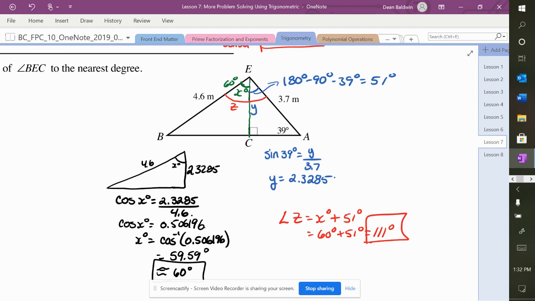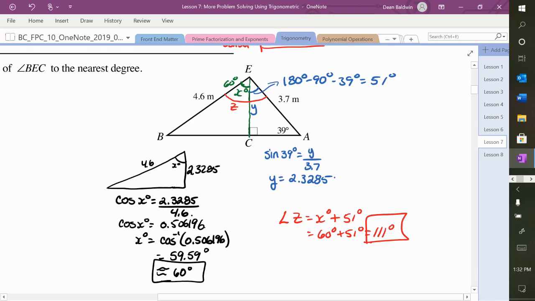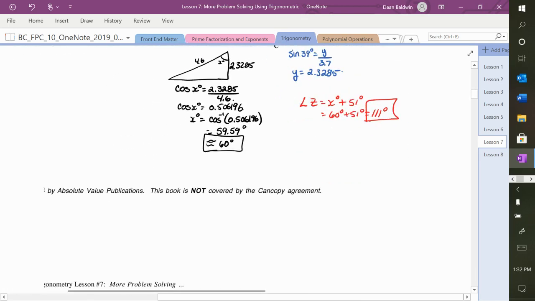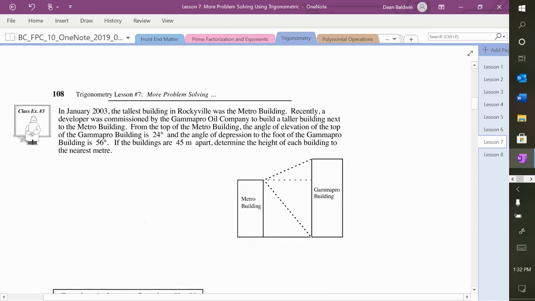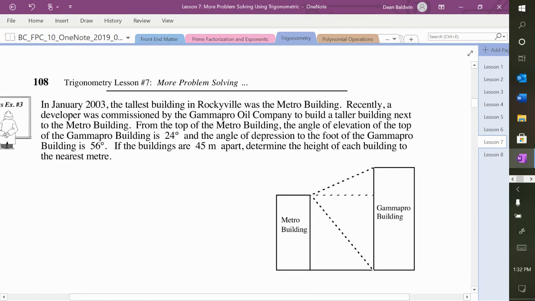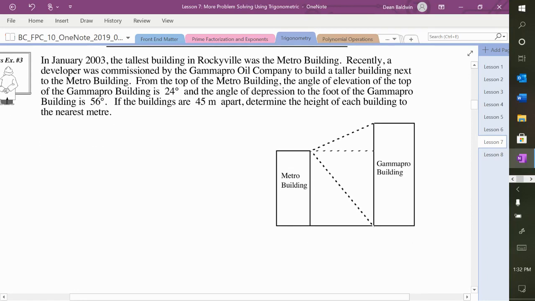I mean, it's the same stuff we've been doing. It's now just two triangles put together. All right, we have one last question on the next page. And then the unit is over. All right. No, we won't start any unit.